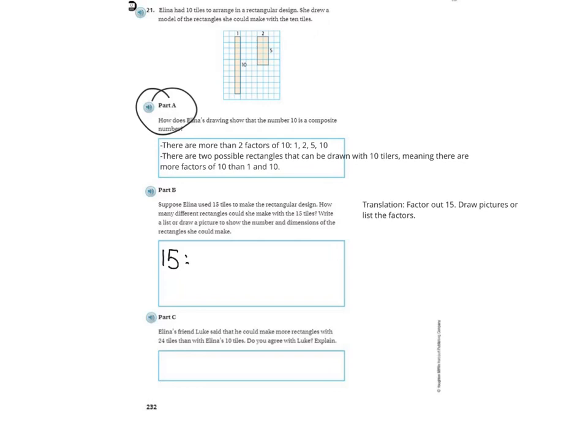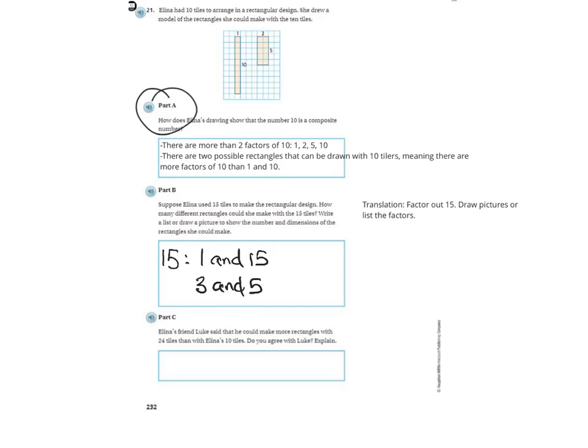Okay, you can write it like this. You can do 1 and 15. And then the other way would be 3 and 5. And that's it. One tile and 15 tiles. 3 tiles and 5 tiles, right?